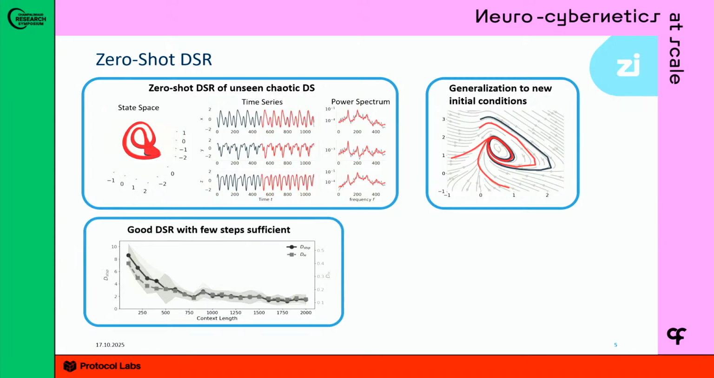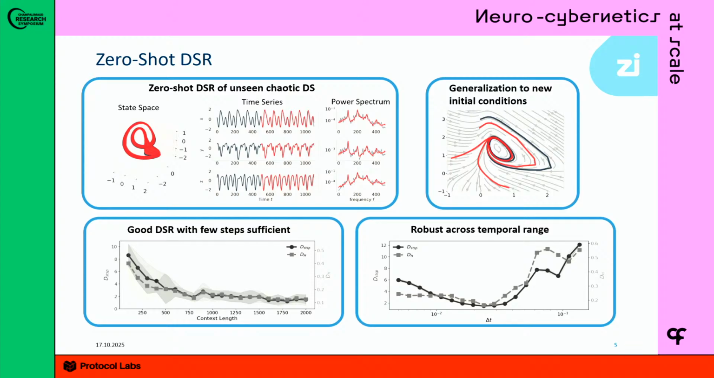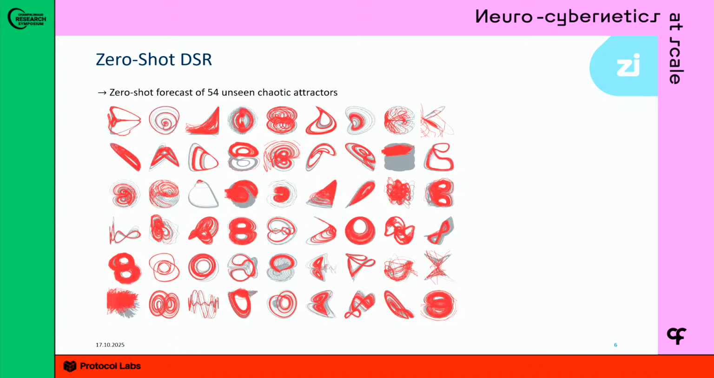Furthermore, we can see that we get good dynamical systems reconstruction based on only a few hundred time steps, which are often sufficient to reconstruct the attractor. And since we're dealing with dynamical systems, we can sample them at different temporal resolutions, and we can see that our model works robustly across a temporal range. So here are a bunch of examples of zero-shot forecasts using our architecture.